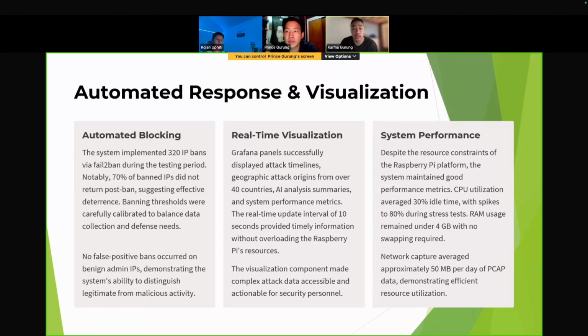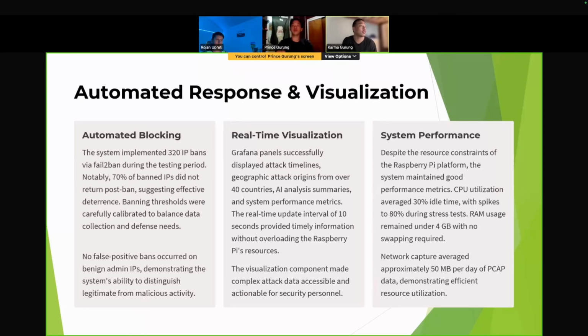The second one is real-time visualization. Grafana panels successfully displayed attack timelines, geographic attack origins from over 40 countries, AI analysis summaries, and system performance metrics. The real-time update interval of 10 seconds provided timely information without overloading the Raspberry Pi's resources. The visualization components made the complex attack data accessible and actionable for security personnel.